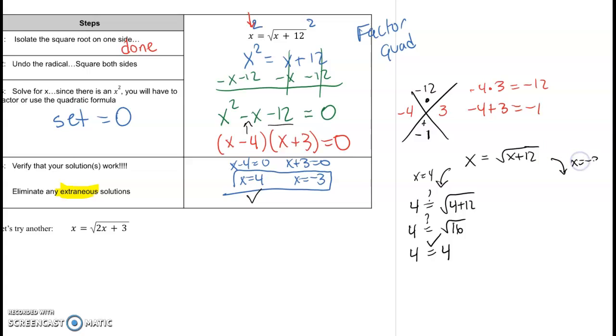When we plug in -3, we're asking, does -3 equal the square root of -3 plus 12? -3 plus 12 is 9. And the square root of 9 is 3. Please notice here, -3 and 3 are not the same. -3 does not work. So we got 2 answers from our work, but only one of them is actually a solution. Please make sure to check.